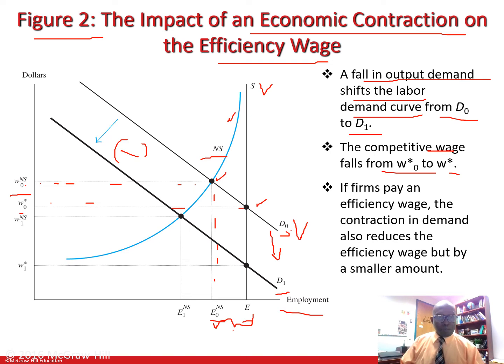If firms pay an efficiency wage, the contraction in demand also reduces the efficiency wage, but by a smaller amount. So the contraction here will reduce the efficiency wage from this point to this point right here, where E1 NS will be employed in the economy, and the wage would be W1 NS in that case, which is going down by a smaller amount.